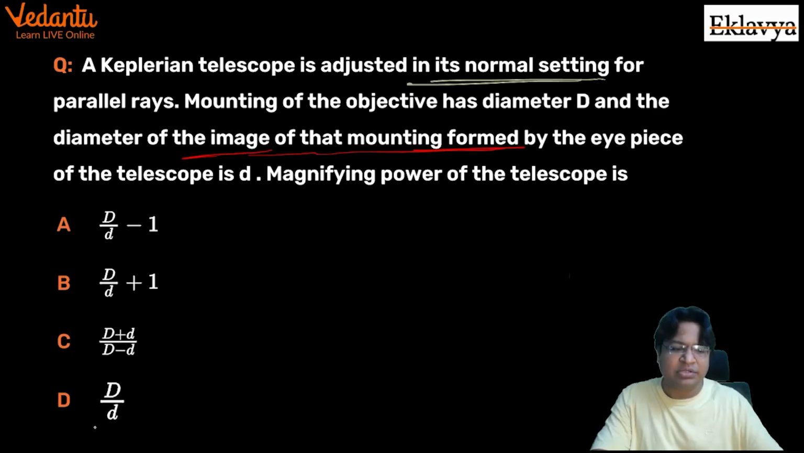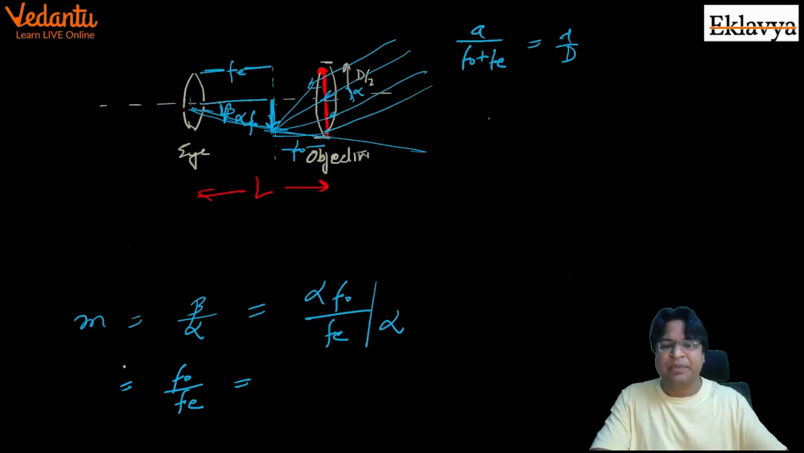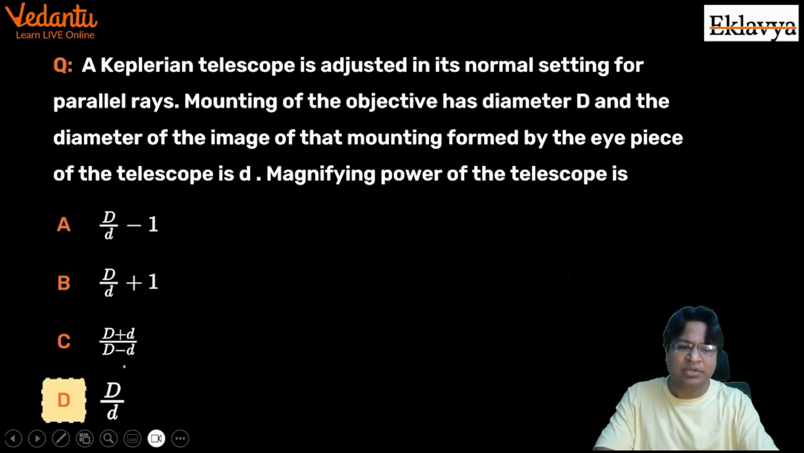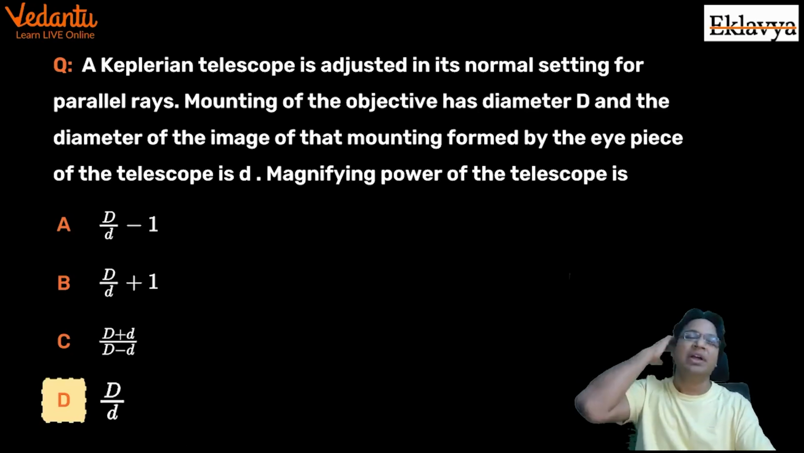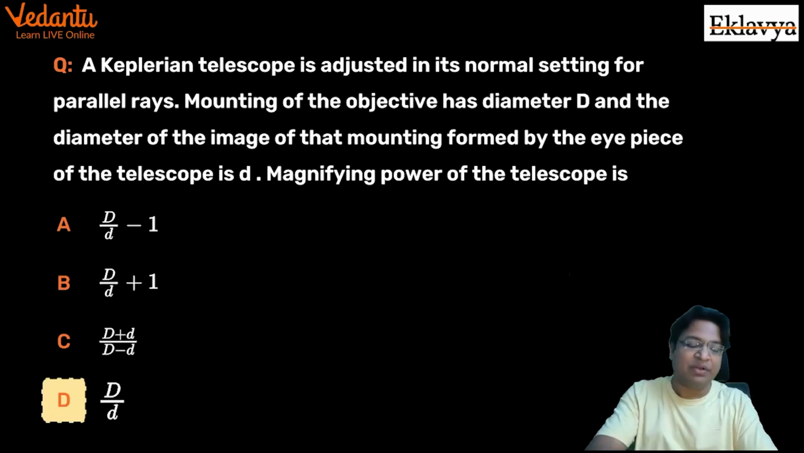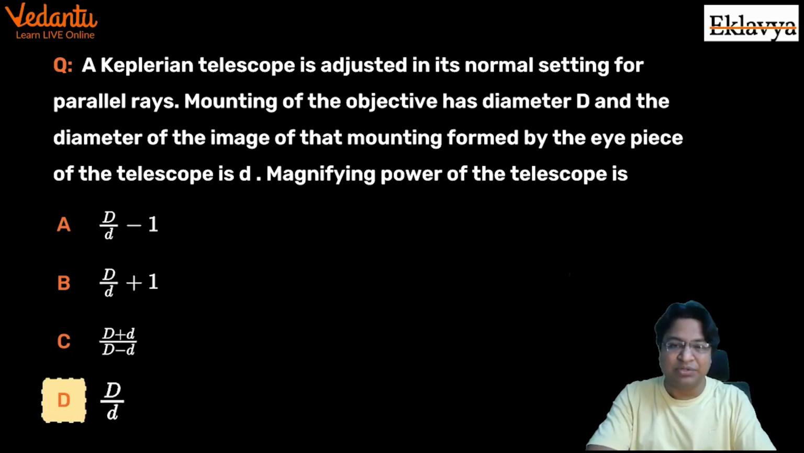So the correct answer would be option D. Alright, so the correct answer to this question would be option D. I hope you get this. It was actually a good question, and to answer this question you should be aware of the theory of telescope, otherwise you can't do this question, guys. Alright, so let's move to the next question now.